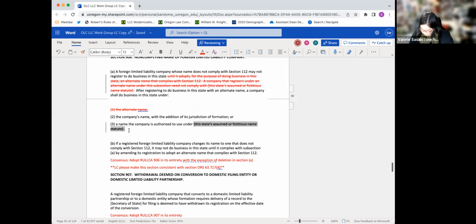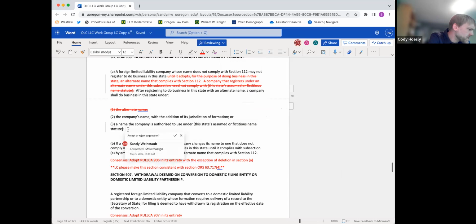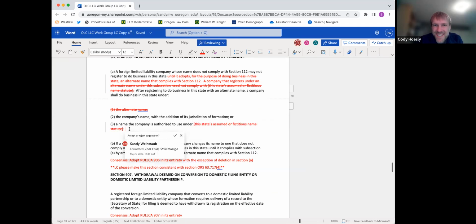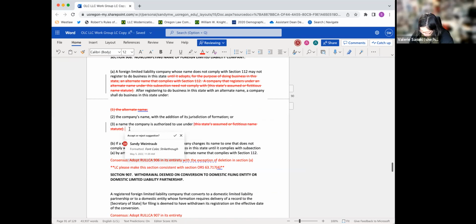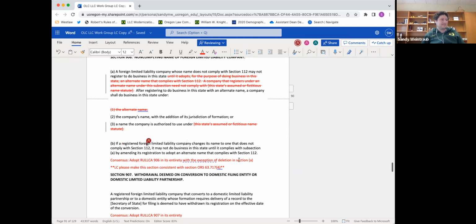Well, I thought we changed it to say a name the company is authorized to use under ORS chapter 648. I don't have 648. I don't even know what that is. I have a reference to something about Burger King in here. Company adding to do business under two names, blank LLC, Burger King. Oh, 648 is assumed business names. That's the assumed business name statute, which is what is being referred to here. So I think we want 3 to be as is. We just replace the bracketed text with ORS chapter 648. Okay.